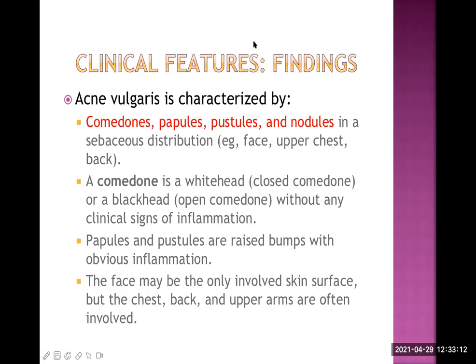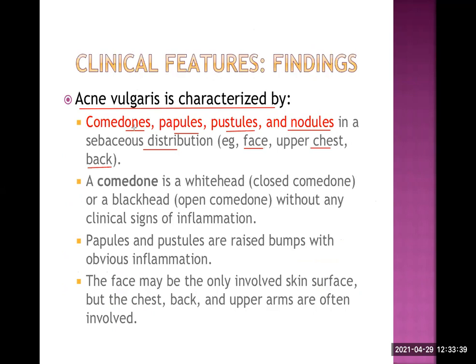Now, what are the findings? During the examination, what will you see? Acne vulgaris is characterized by comedone, papules, pustules, and nodules in a sebaceous distribution, that is on the face, upper chest, and back. This is the most important presentation here.